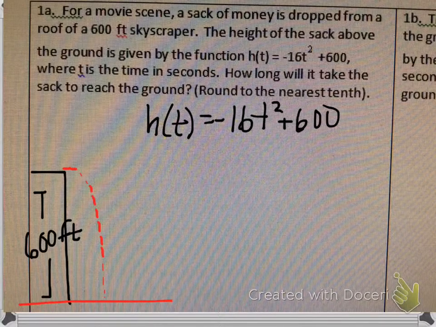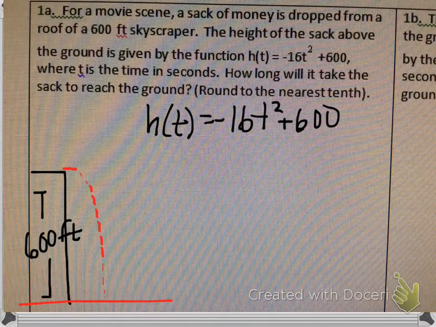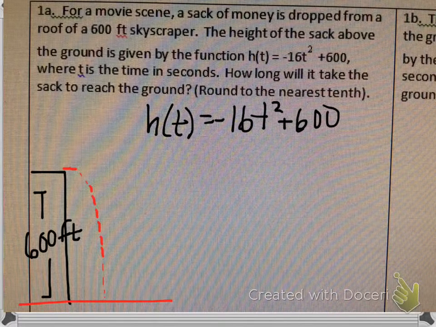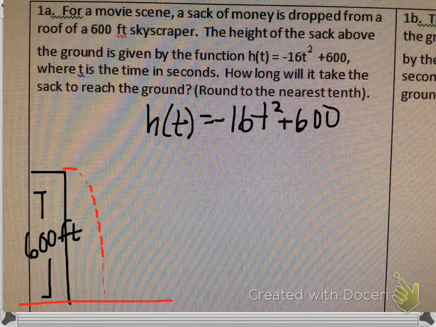Number one of the parish check asks you to find how long it would take this sack of money that was dropped from a 600-foot skyscraper to reach the ground. So I drew a little picture here. We have our 600-foot skyscraper, and this red dashed line represents that sack of money falling to the ground. So it hits the ground here.